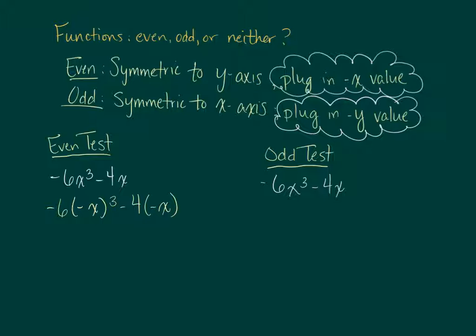Negative x cubed will still be a negative x cubed. So that'll be a negative times a negative, so it'll be positive 6x cubed. And then same with this one, you have -4 times a negative x, so that'll actually turn into a positive 4x. So since this expression and this expression are not equivalent, or this equation, sorry, those equations aren't equivalent, it's not even. So we're going to write not even.